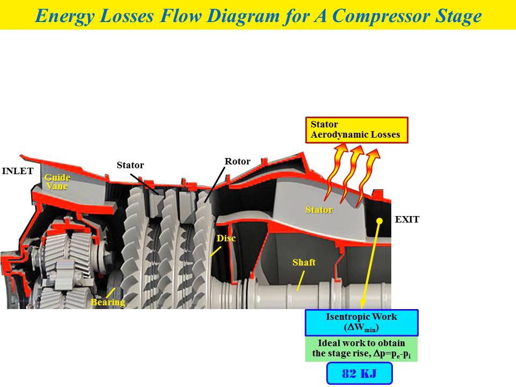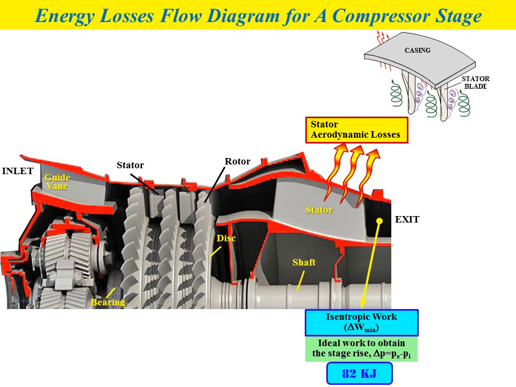So the first losses that we refer to is the stator aerodynamic losses. If you look at the figure, it shows the stator blade arrangement, where the stator blade is normally attached to the casing, and there are three types of losses involved for the aerodynamic losses for the stator. First we have the profile loss, secondary loss, and also the annulus loss. And we assume that the value of stator aerodynamic losses is around 7 kilojoule.